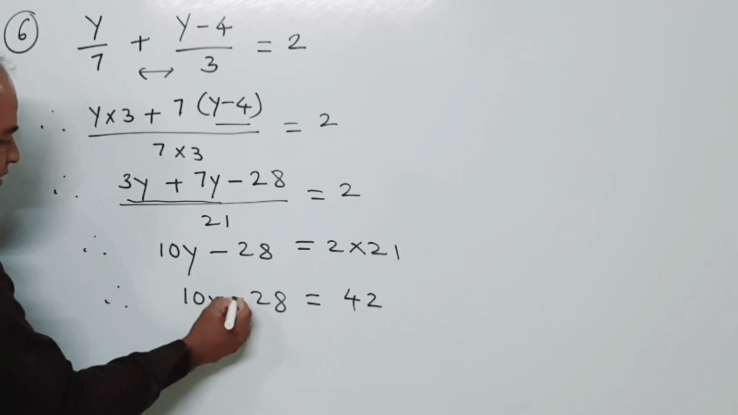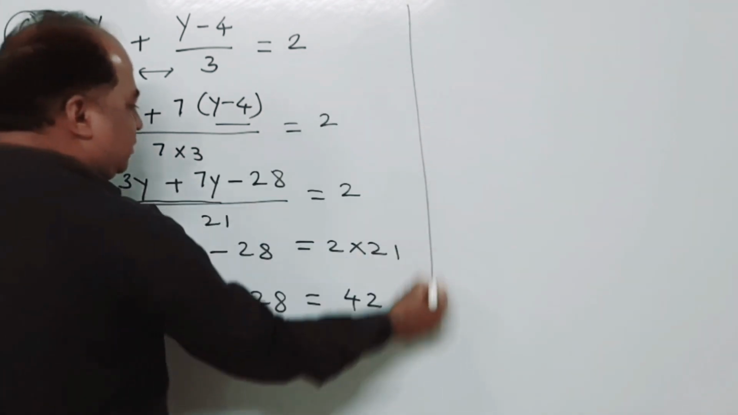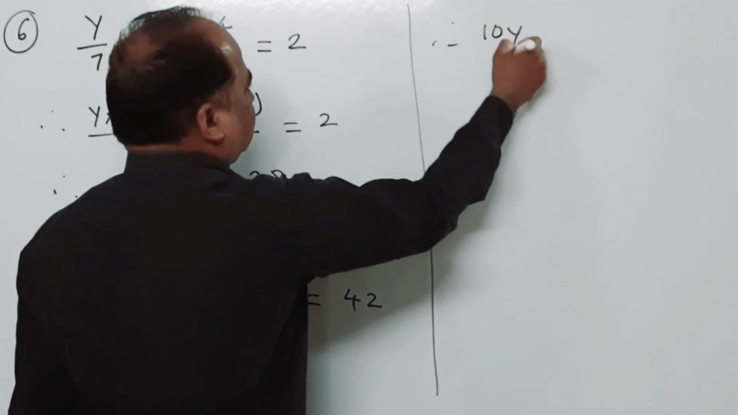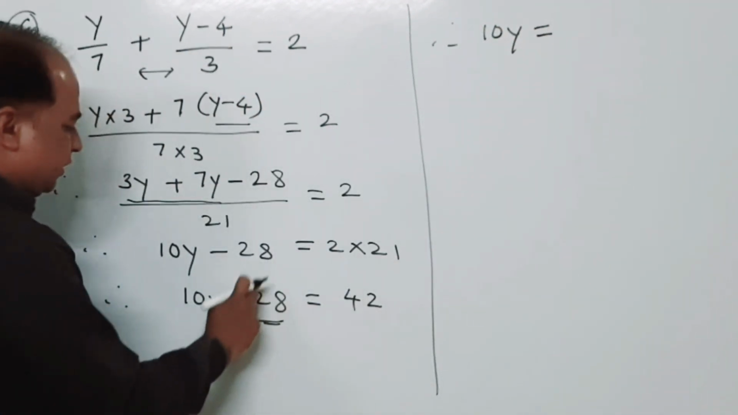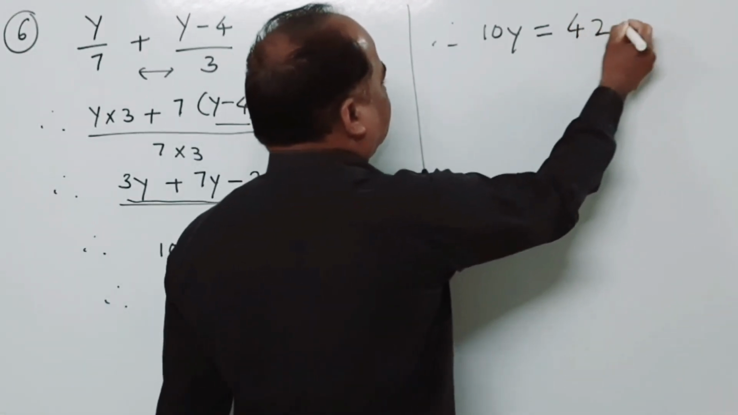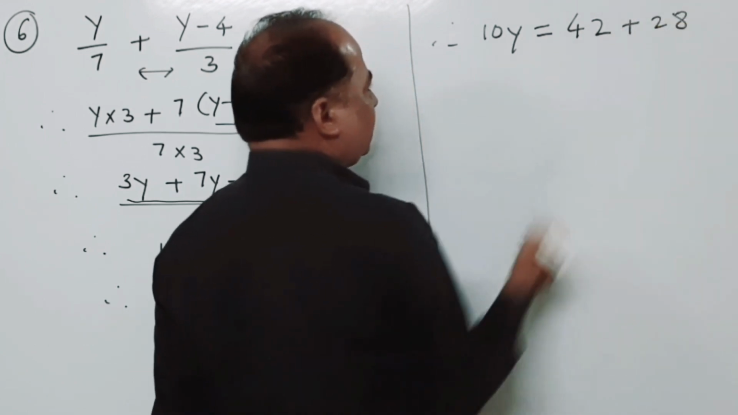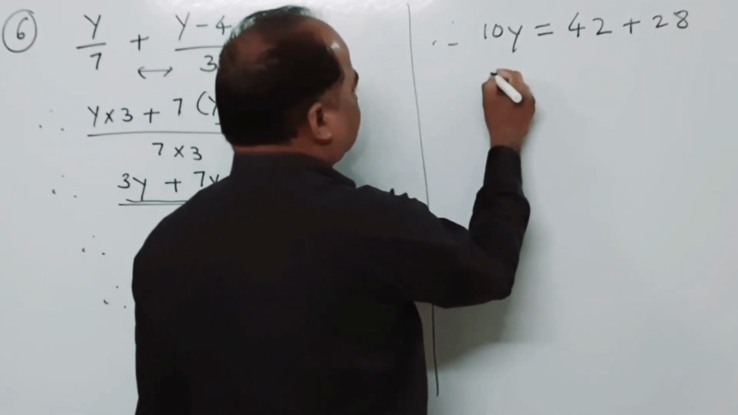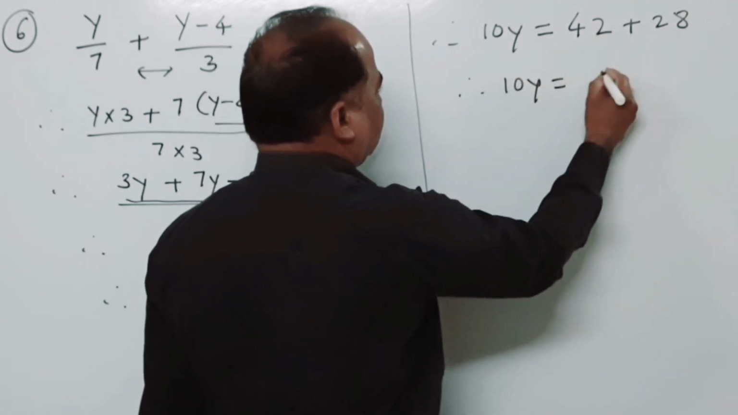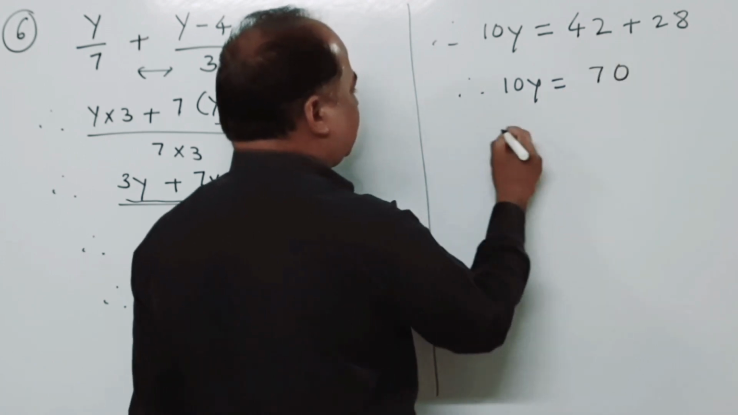Now we'll take this minus 28 to the right hand side of the equality. So therefore 10y is equal to 42, and minus 28 will become plus 28 on the right hand side. So therefore 10y is equal to 42 plus 28, which is 70.